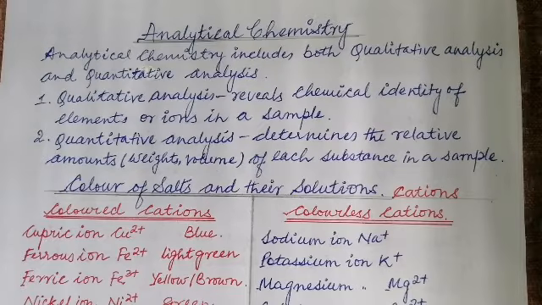It means something to do with what? Measurement. Now, before we start with colors of salts and their solutions, keep in mind you got to know the meaning of these two terms, qualitative analysis and quantitative analysis. Now, let us take a quick look at color of salts and their solutions. To begin with, we are going to start with cations.